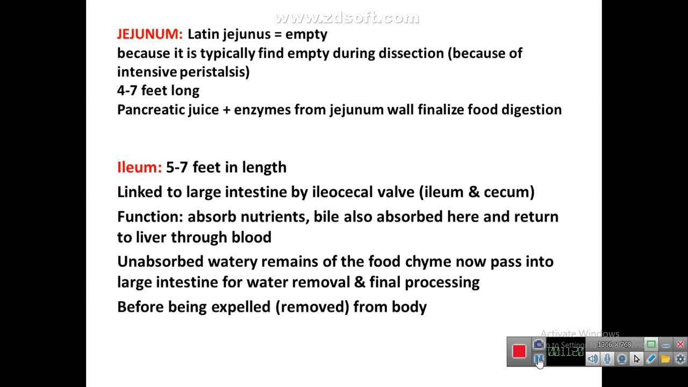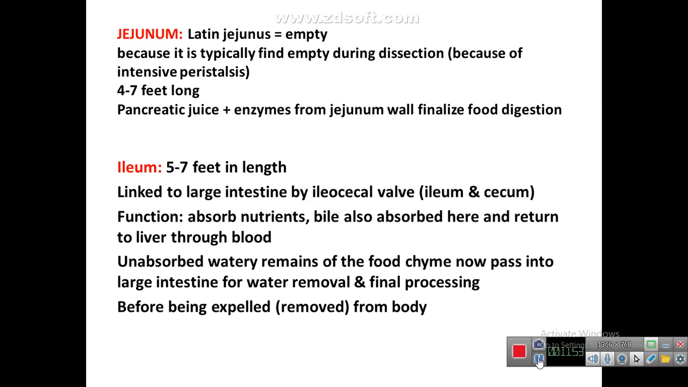The second part of the small intestine, jejunum, is derived from the Latin word jejunus, which means empty, because it is typically found empty during dissection. And why is it empty? Because of the intensive, or too much, peristalsis. The jejunum is 4 to 7 feet long. Pancreatic juice, along with the enzymes from the jejunum wall, finalizes the food digestion.